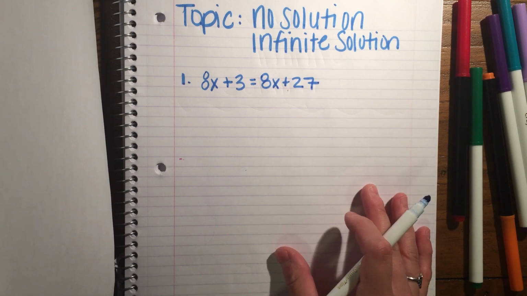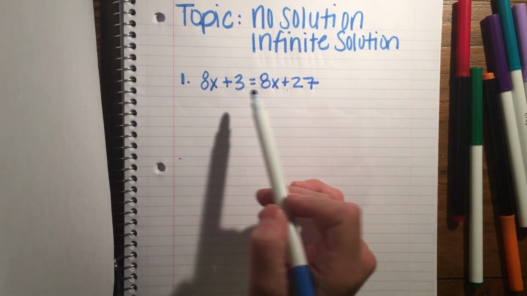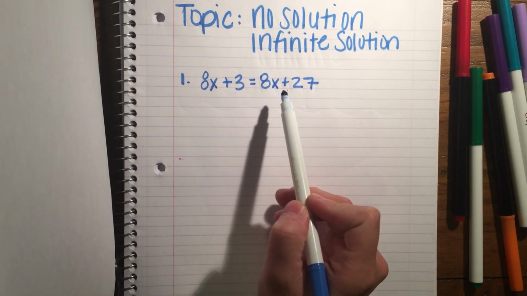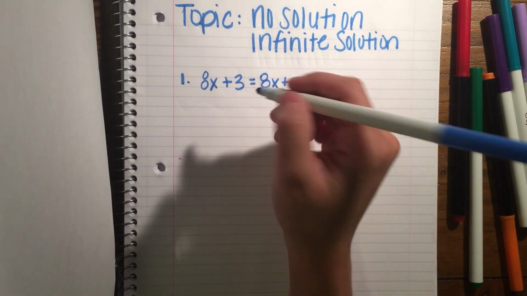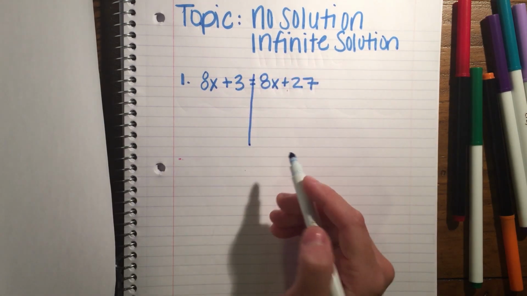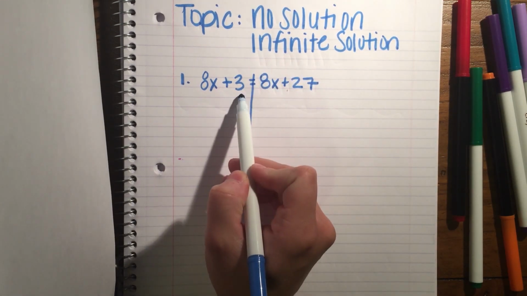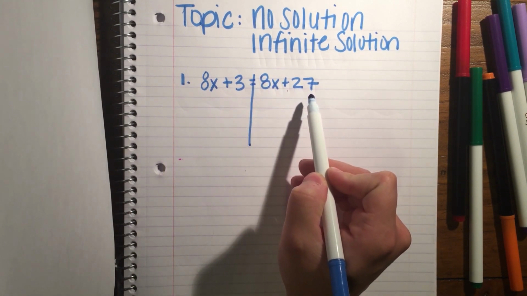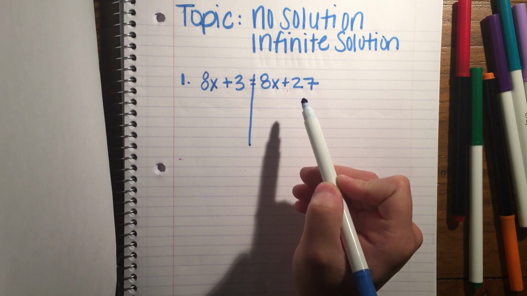Recall that our first step is always to distribute. However, we don't have parentheses, so there's nothing to distribute. Our second step is always to simplify. Well, if we pretend this is a river, we want to look on this side of the river, and there's nothing to simplify. And on this side of the river, nothing to simplify. So we can move to our next step.